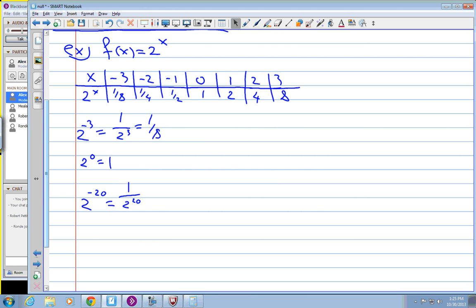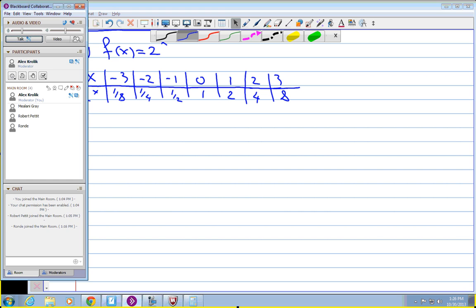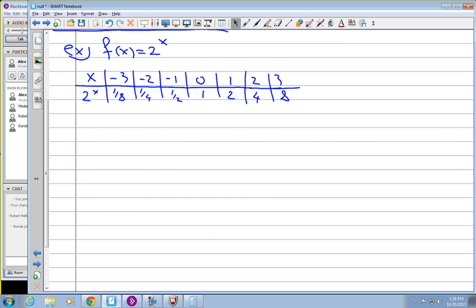But if I plot all these points, I'll get 0, 1; 1, 2; 2, 4; 3, 8. And then on the other side, I have negative 1, 1/2; negative 2, 1/4; negative 3, 1/8.